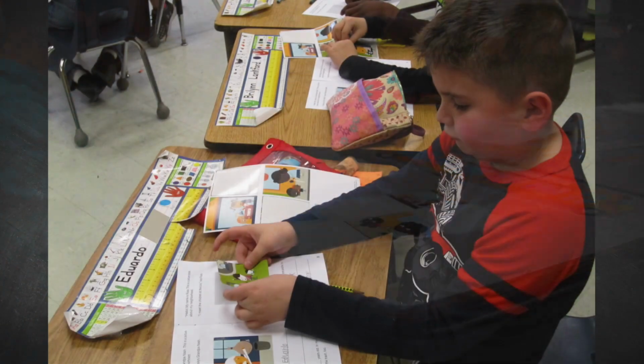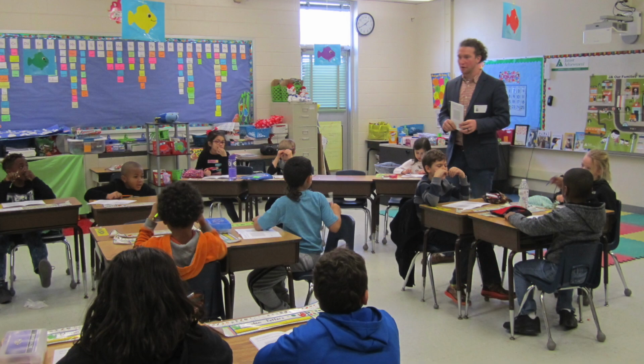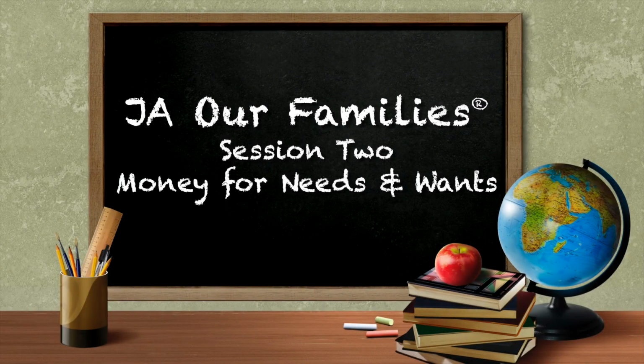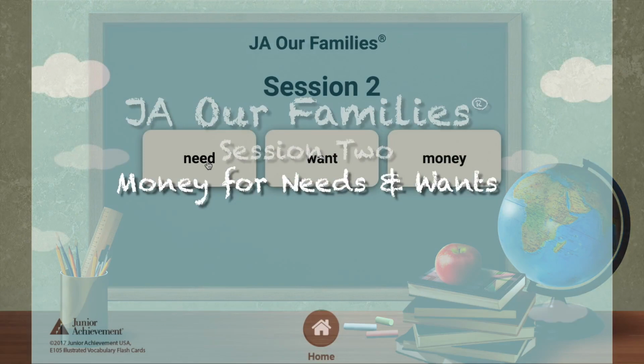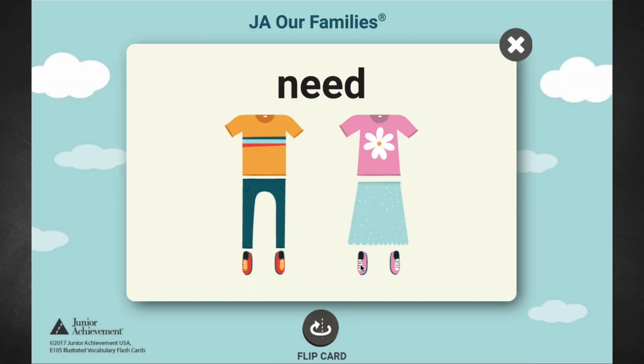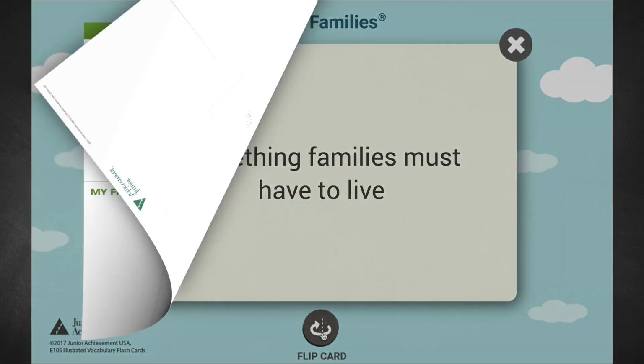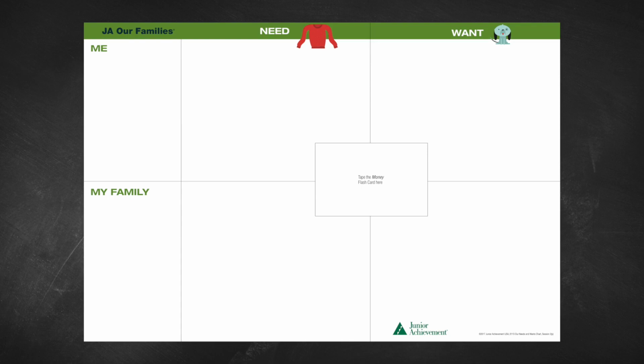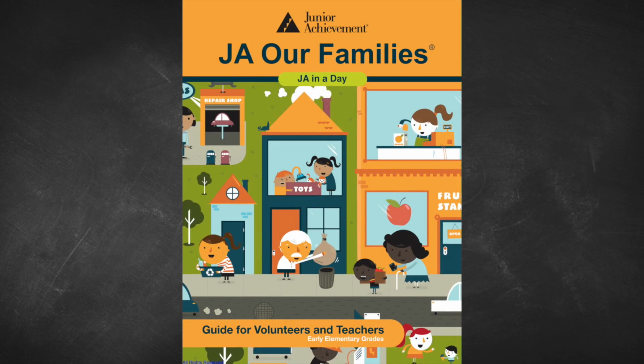After completing their picture books, remind the class that the people and businesses in their neighborhood make life better for their families. As you transition to Session 2, define need and want using the vocabulary flashcards and complete the Our Wants and Needs charts with the students. Use the talking points found in your volunteer guide to enhance your discussion.